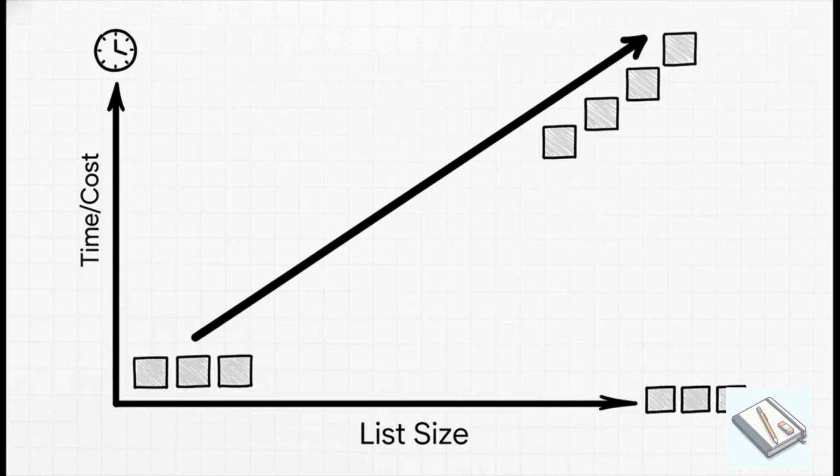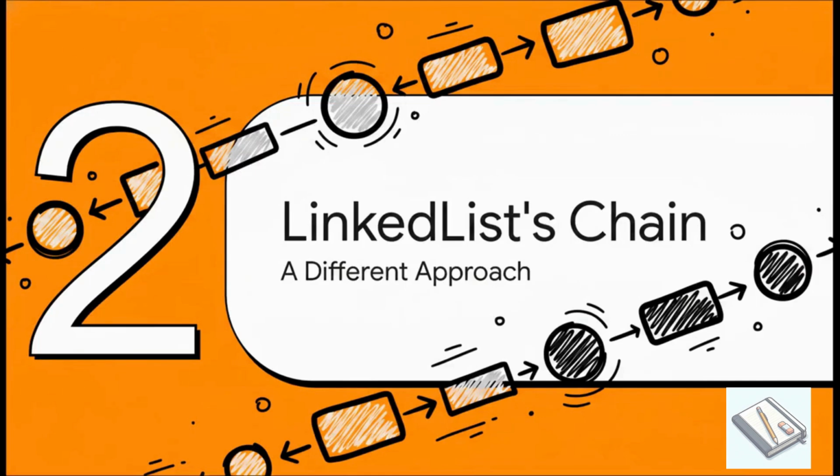So the big takeaway here is that the amount of work you have to do grows with the size of the list. We call this an O(N) operation in computer science. Now, for a tiny list, who cares? But if your list has a million items, this shifting can become a serious performance bottleneck. So if that's the problem with ArrayList, how does LinkedList get around it? Well, it uses a completely different strategy under the hood.